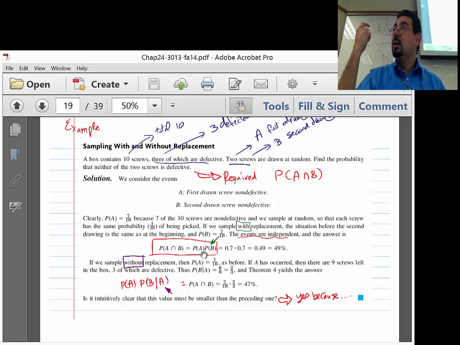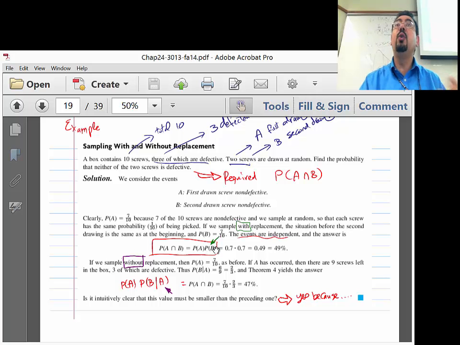So that's why the probability is the probability of A times the probability of B. For both events, there are three bad and seven good, so the chance of pulling a good one is 7 out of 10. And the second time, it's again 7 out of 10.